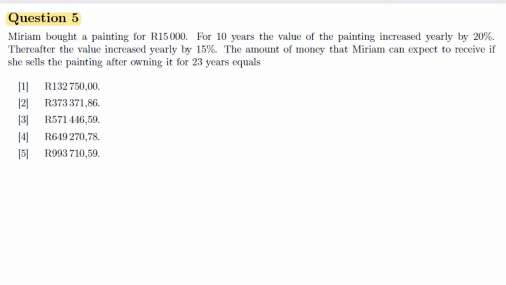So now this lady Miriam bought a painting for 15,000. That is the present value of the painting. For 10 years, the value of the painting increased yearly by 20%. Thereafter, the value increased by 15%. Okay, so now there are two things that have happened here.